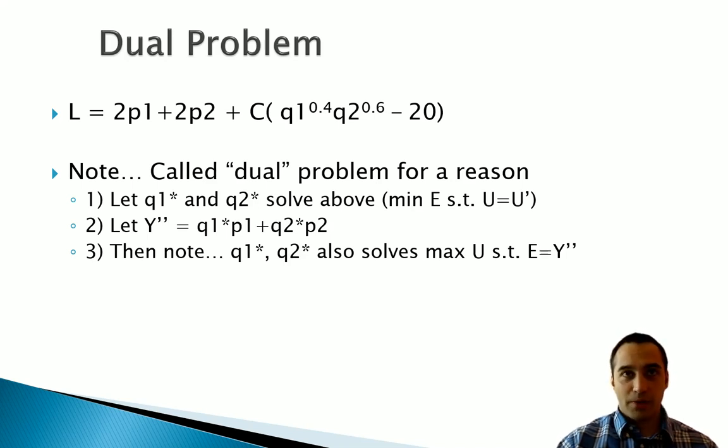We should take a sidebar here, though, and note that this is actually pretty cool, because not only does this look very similar to our utility maximization problem, however, they actually are closely related and actually directly linked. Imagine for a minute that you've solved above. You've found some, let's call it Q1 star and some Q2 star that solve this. That is, Q1 star and Q2 star are the optimal Q1 and Q2 that minimize this expenditure function subject to us spending only $20.